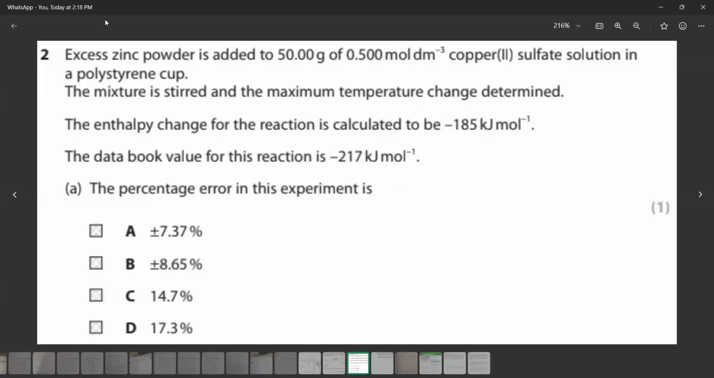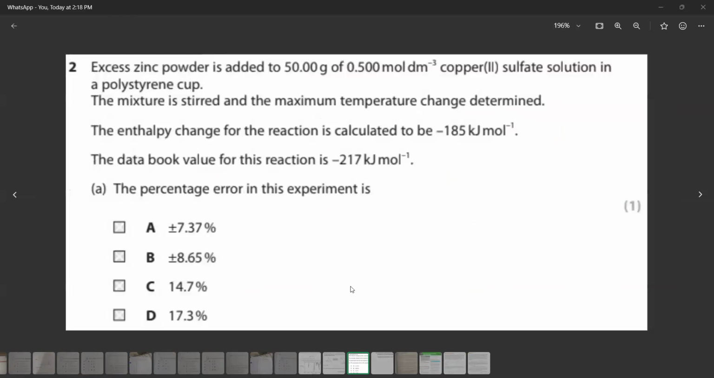Next is excess of a zinc powder is added to 50 grams of 0.5.